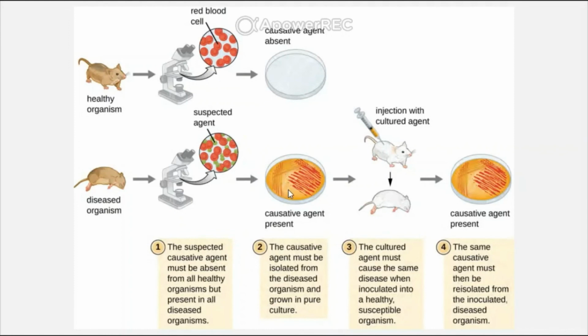So this passes step 1 in it being present in the diseased organisms, and step 2 in that we can isolate it from that diseased organism. Now step 3 is after we've cultured it purely, we are going to reintroduce it into a healthy organism, and the healthy organism must become diseased. And so it passes postulate 3. And finally, we must re-isolate it from that diseased organism.